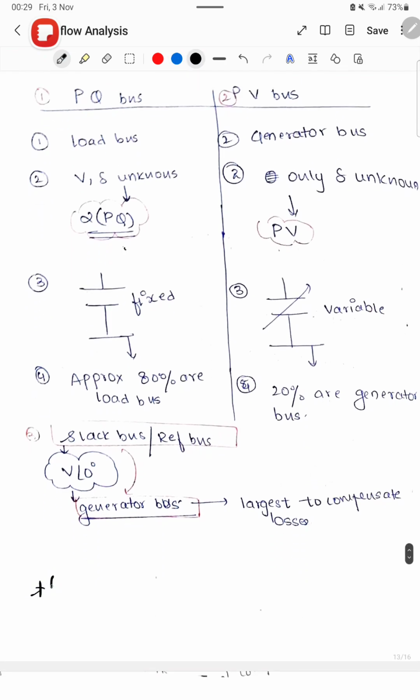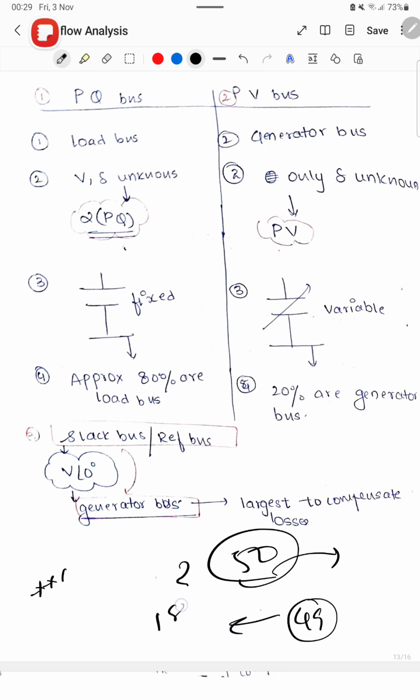One very important thing to note down is there is also a slack bus, which is a form of generator bus. So whenever you are given, let's say, 50 generator buses, for calculations you will be taking only 49 generator buses and one would be a slack bus. Never forget that.